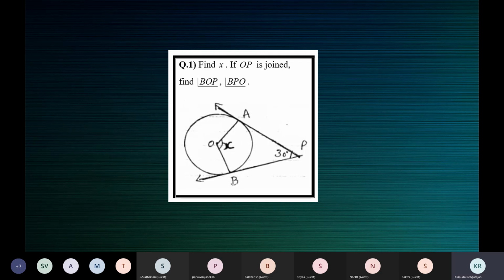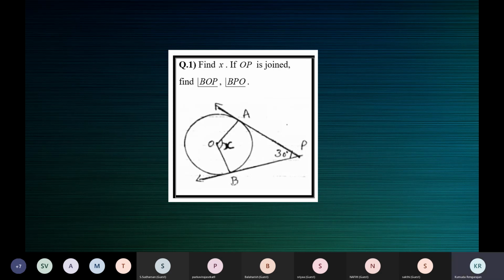Okay, let me bring out the difference between a kite and a trapezium. In a kite, no pair of opposite sides are parallel. In a trapezium, one pair of opposite sides are parallel. In a parallelogram, both pairs of opposite sides are parallel.